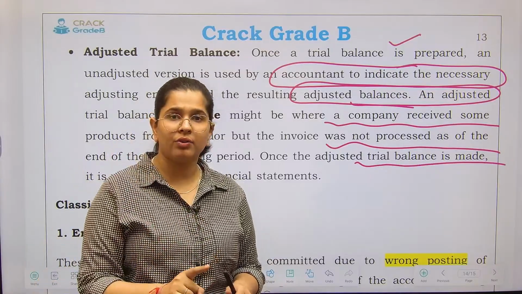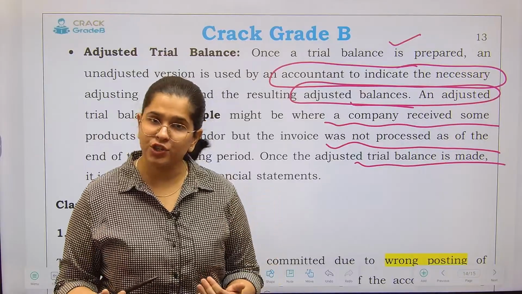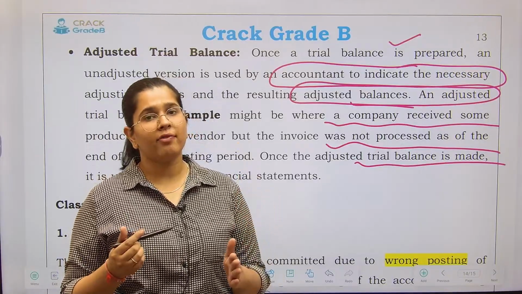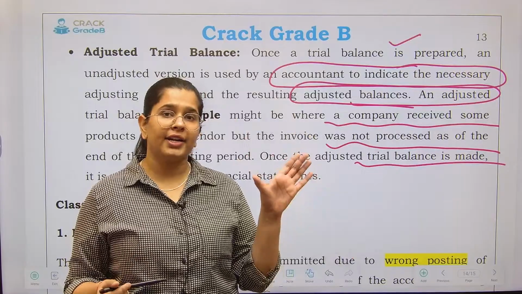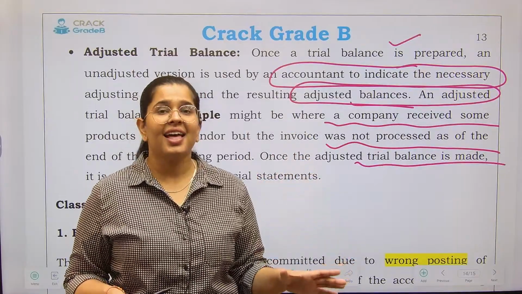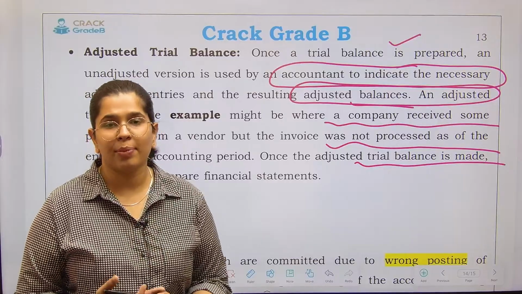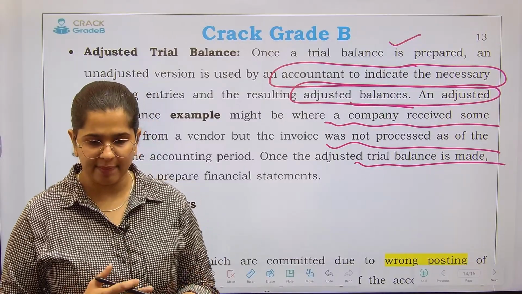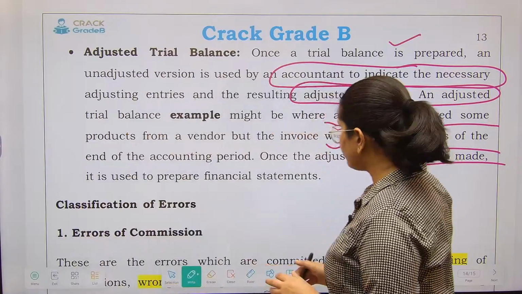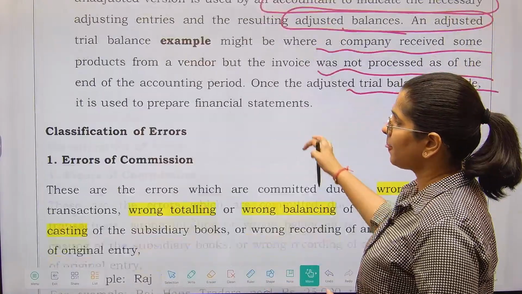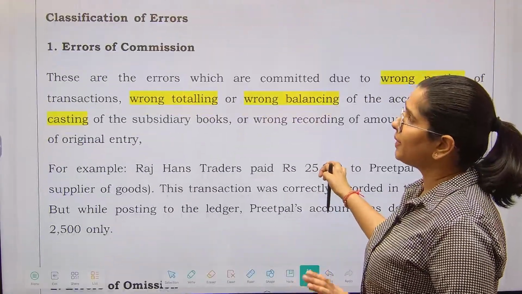Once you have found out the errors, you pass the correction entries, and once you have done that, you will get an adjusted trial balance, that is the correct one, and you can use it for your preparation of financial statements, right? Now let's move to the classification of errors. What kind of errors could be there?